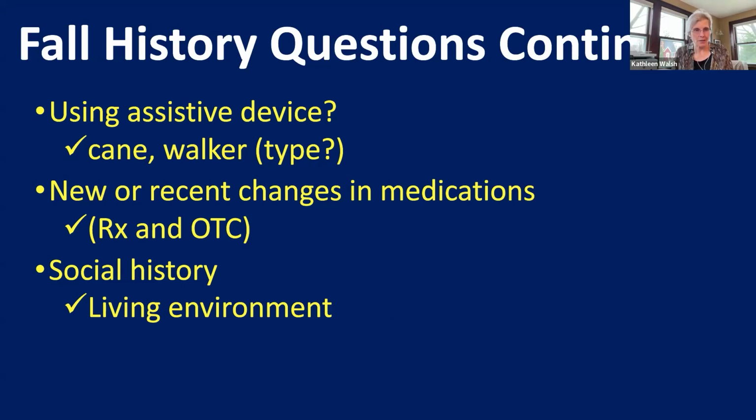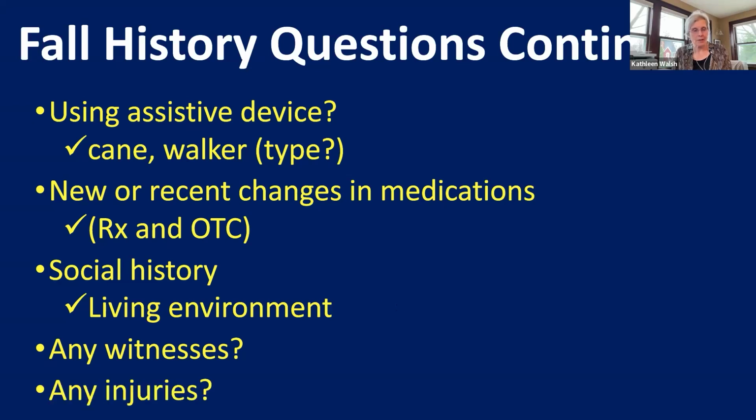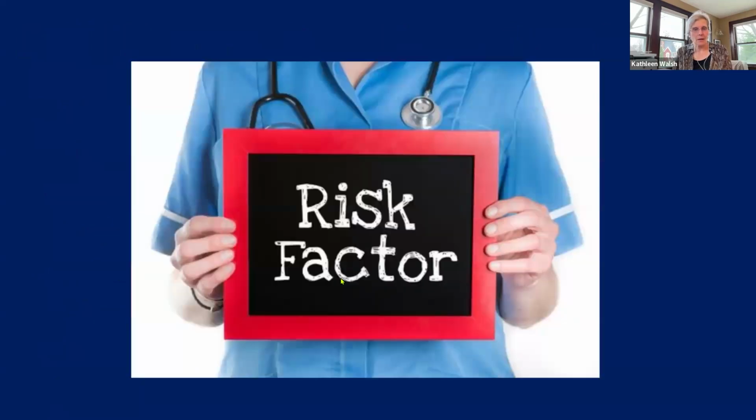What is their social history? Many of my patients that come in from the community, I need to know this to find out what's been going on in their home and if that's contributing to their falls. We have another slide there. And the key here also, were there any witnesses? Did anyone see you fall? Next. Any injuries? And then I think we go on to risk factors.